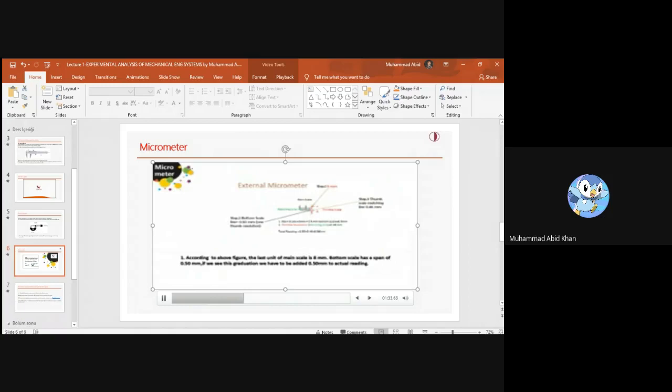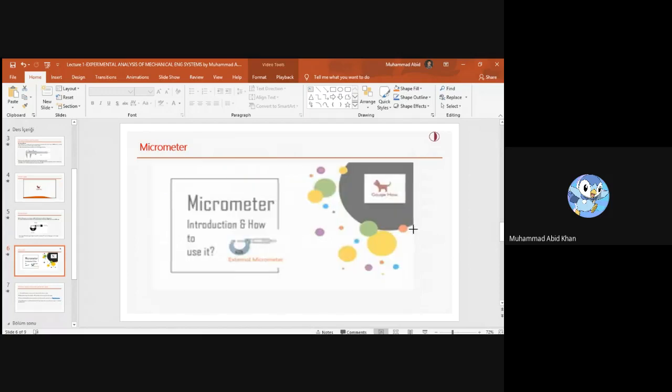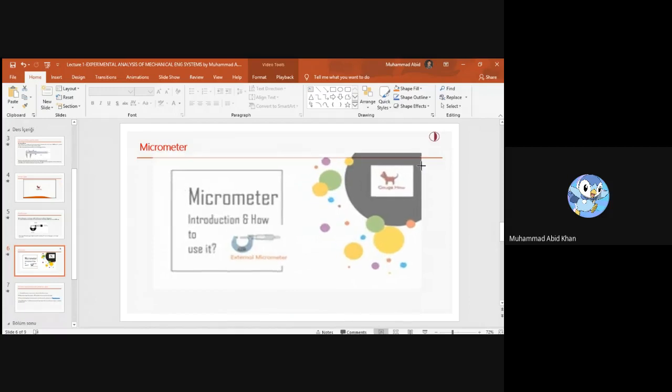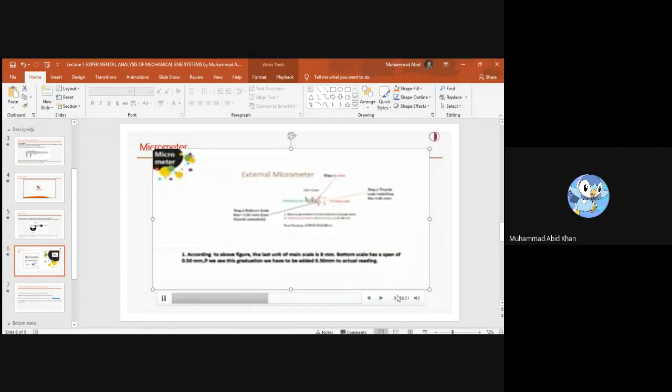Here are the 3 main steps of how to calculate the reading of a micrometer. In step 1, we calculate the main scale reading and the bottom scale reading, and in the next step, we combine it with the thumb scale reading. According to the above figure, the last unit of the main scale is 8 mm. The bottom scale has a span of 0.50 mm. If we see this graduation, we have to add 0.50 mm to the actual reading.